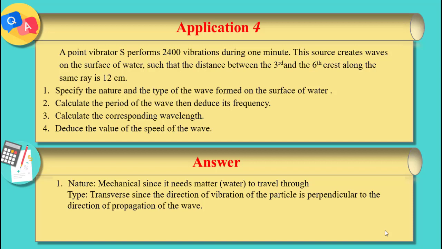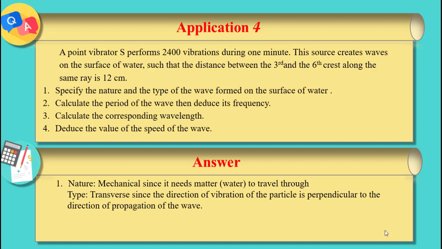To calculate the period, we will review the formula used to calculate the period, which is the period is equal to delta t divided by n. Here you have the number of oscillations or vibrations or cycles, which is 2400, and the duration of time, which is 1 minute. But we need first to convert the time into the SI unit. From minute into second, we multiply by 60.